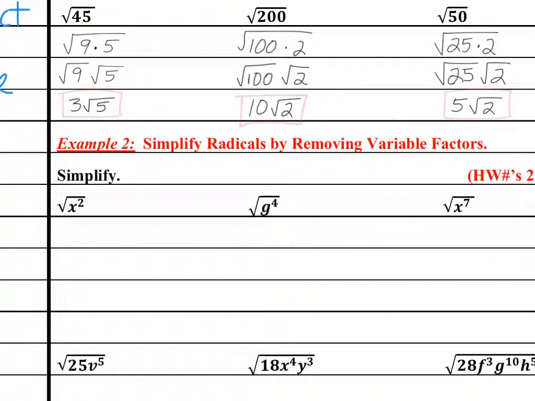So when we're talking about variables, if the exponent is an even number, it's a perfect square.